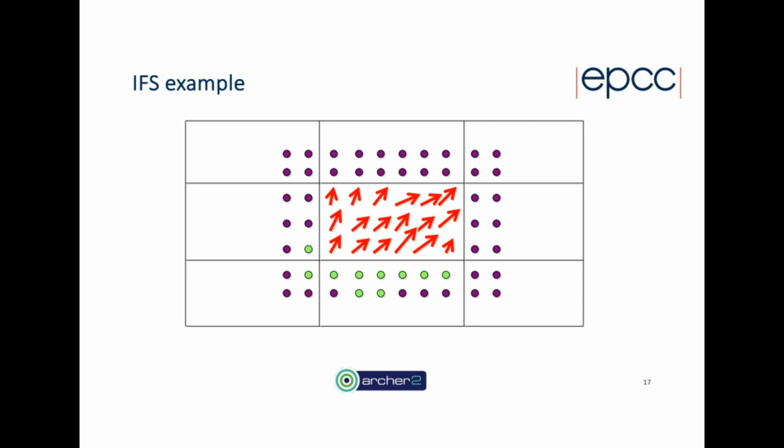Okay, you can also imagine that similar things happen with particle codes as well, where you end up communicating all the particles within a certain radius of the boundary of your local domain, regardless of whether those particles are actually interacting with anything on the neighboring process.